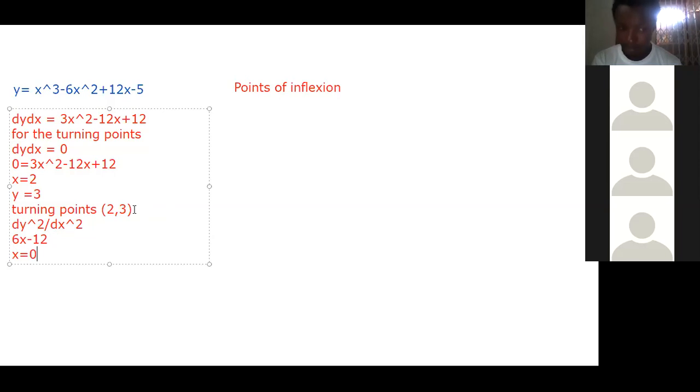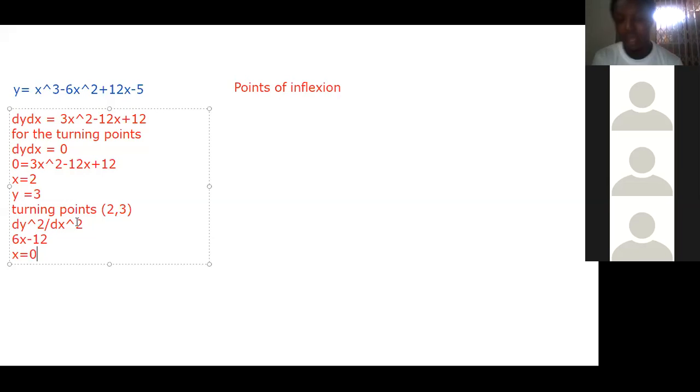Do you remember? Now, after finding for the turning point, if the second differential, which is d squared y all over dx squared, is equal to 0, then that means the points are not considered as points of minimum or points of maximum. They are considered as points of inflection. Have I made myself clear?